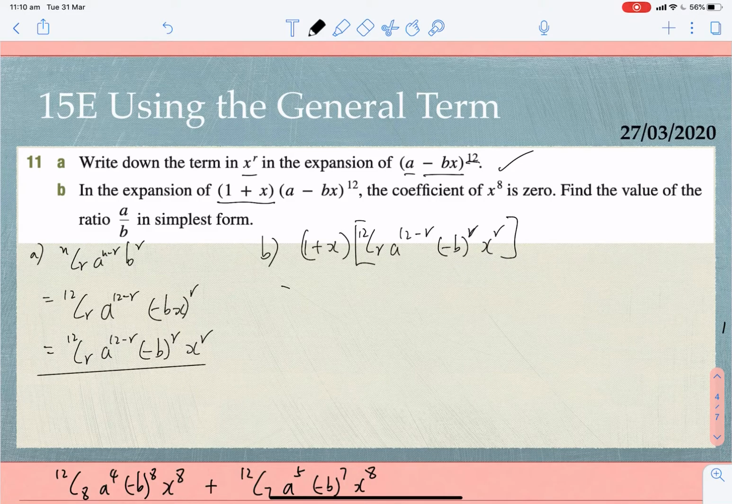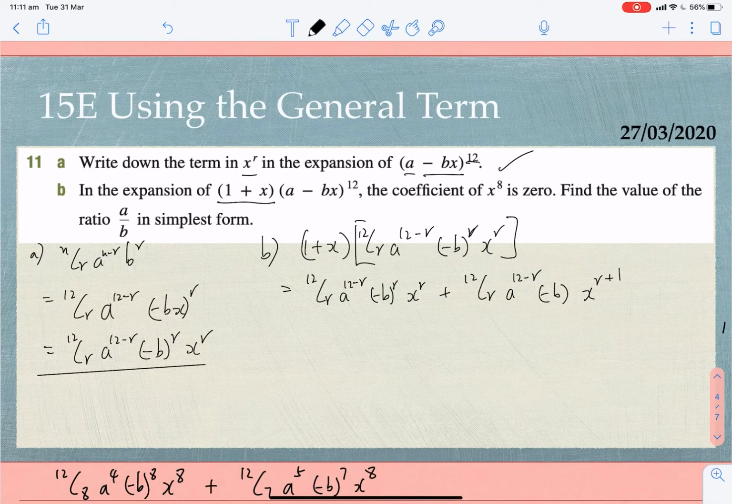Let's call that there. So we times the binomial, the rainbow method. You times both of the terms. You got 12 choose r, a to the power of 12 minus r, negative b to the power of r, and x to the power of r, plus 12 choose r, a to the power of 12 minus r. Because it times x, the only thing that changes is the index of x on the second one. So it will be x to the power of r plus 1.